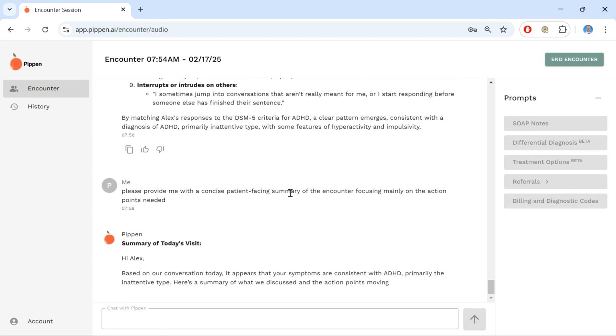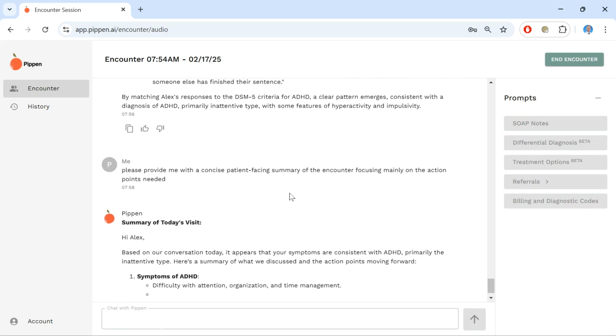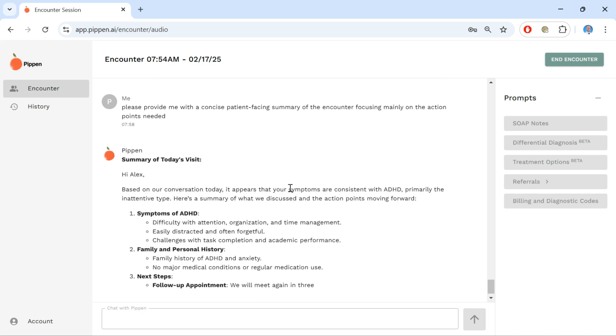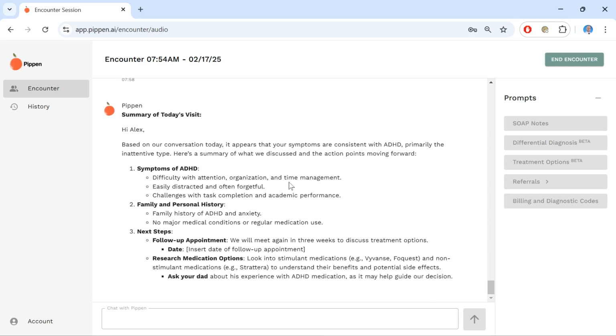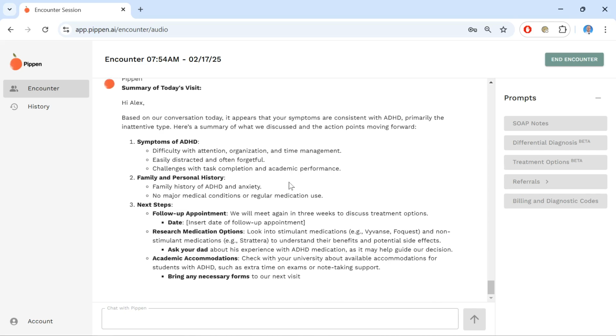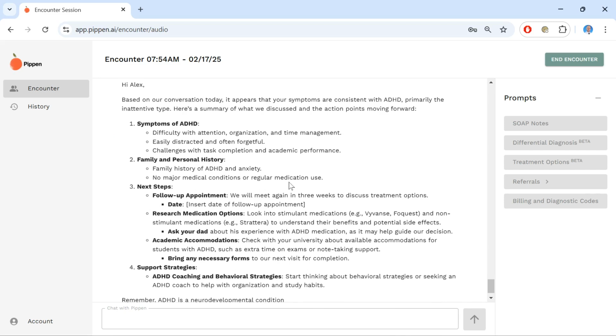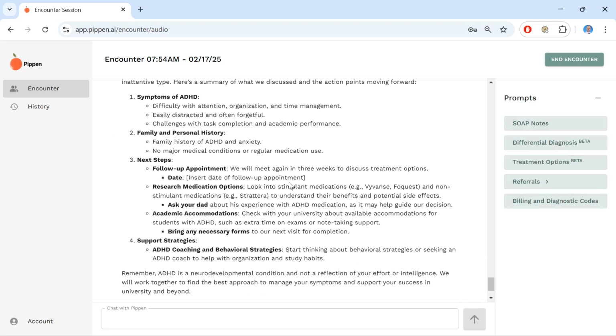So now it's actually going to give me a summary of our visit, right? So again, you don't have to do this, but this can be really, really helpful. Think if you have elderly patients that you want them to remember certain things, or with concerns about memory, or just that patient that needs a little bit extra support, right, to help them.